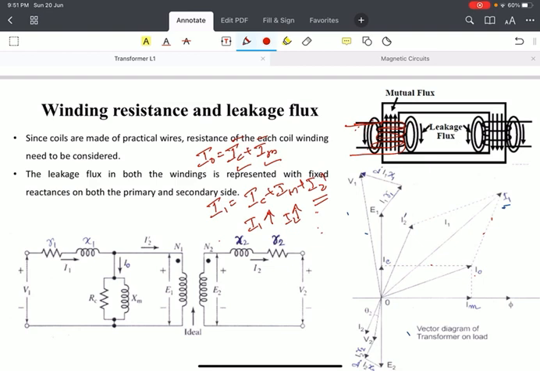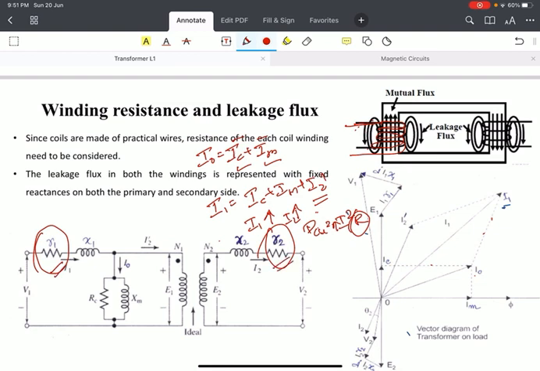Therefore, the copper loss, P copper, which is equal to I square R, will increase when there is an increase in the load. Therefore, we can say that it depends on the load of the transformer. This copper loss component exists in both the primary and secondary of the transformer. This is represented in terms of R1 and R2, the copper loss in the primary and in the secondary.